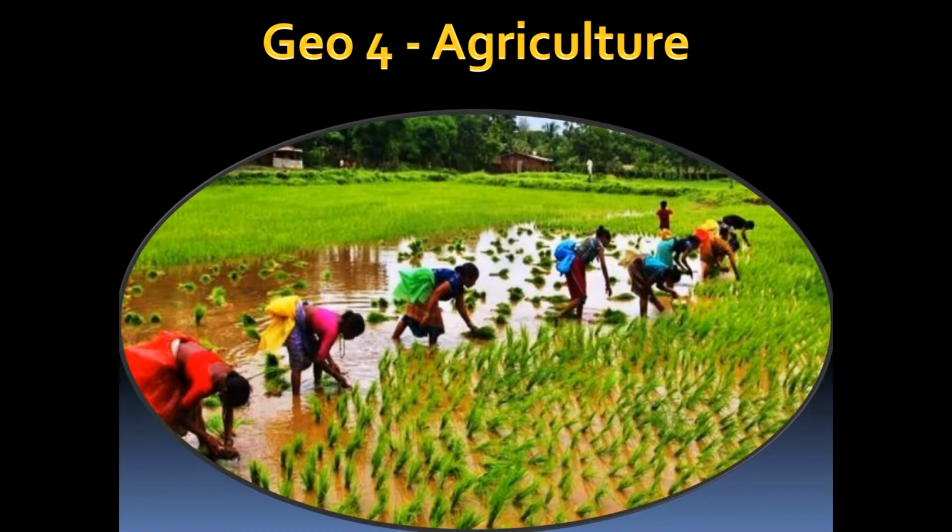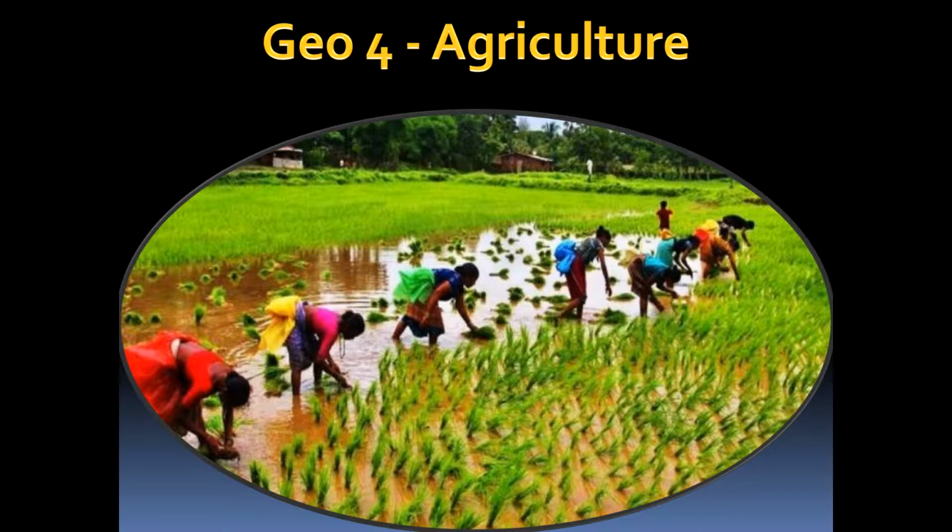Hi students. Today we are going to start the fourth lesson of geography, that is agriculture. In this lesson, we will see the important crops of India and how they are cultivated. Then we will see the types of agriculture. So here you can see the picture.